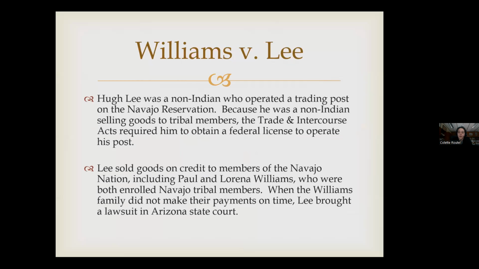So in most of the country, they use this framework that was first developed in a famous US Supreme Court case from the late 1950s called Williams versus Lee. There was a Navajo couple that bought goods at a trading post on the Navajo reservation. It was owned by a non-Indian. And they were buying goods on credit, and the non-Indian brought a lawsuit against them in Arizona state court and said, hey, you owe me money, right? And was it proper for the state court to hear that case where the defendants were going to be two Navajo tribal members and the transaction took place on the Navajo reservation?